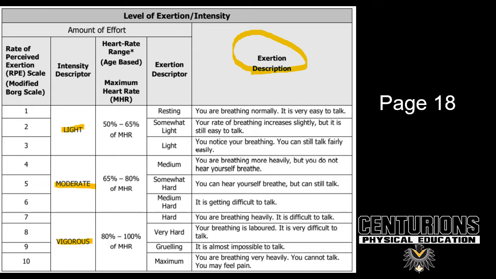Of these 3, you can do the light intensity for the longest period of time and vigorous for the shortest period of time. Think of it this way. If someone goes for a walk, some people can walk around for long periods of time, many minutes or sometimes hours. Whereas vigorous, someone cannot sprint for hours or long periods of time. They might be able to sprint for 30 seconds to a minute or slightly longer, to a maximum of 90 seconds.